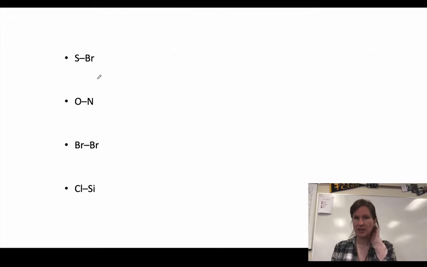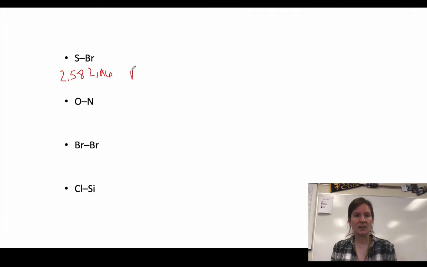So here are a couple examples of those two elements bonded. And the question is, are they polar, nonpolar, or ionic? And if they are polar, we should make some dipole moment arrows. So to determine the type of bond, we're going to look at their electronegativities. So bromine has an electronegativity of 2.96. And then the sulfur has an electronegativity of 2.58.